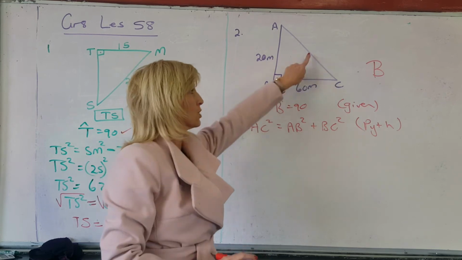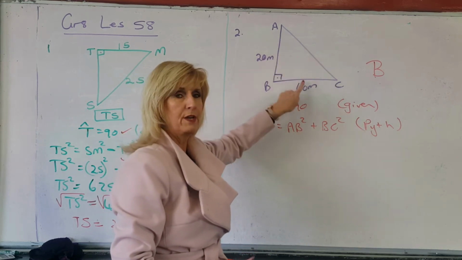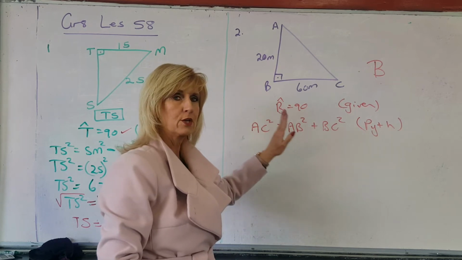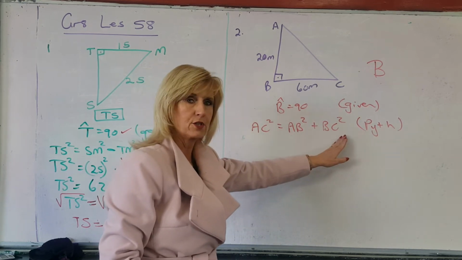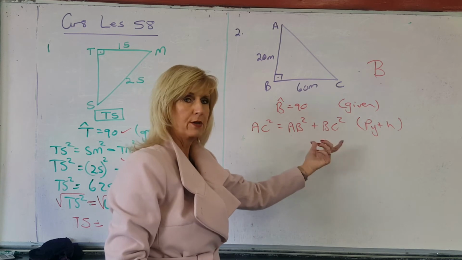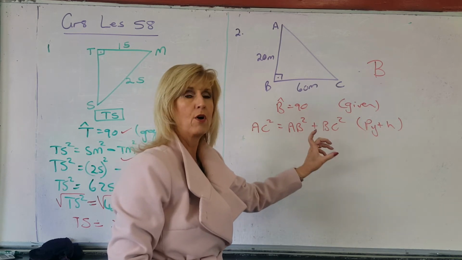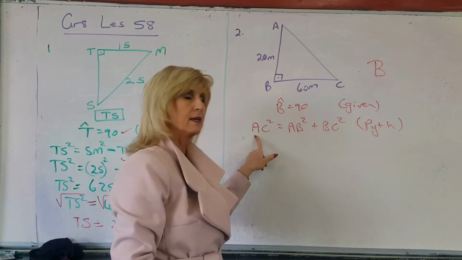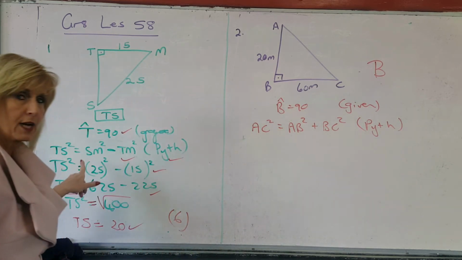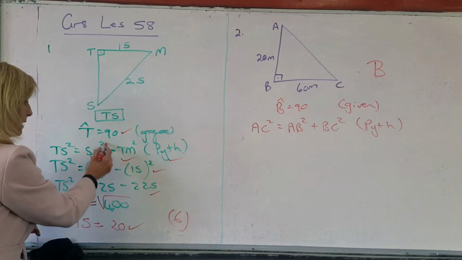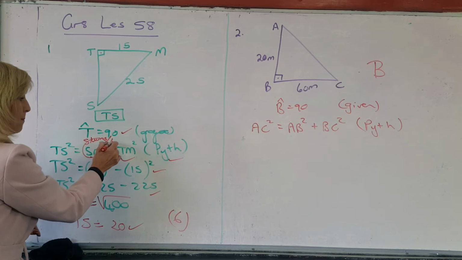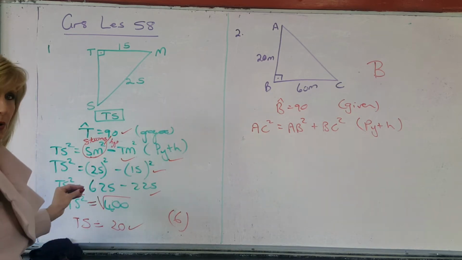Die vierkant op die skuinsy is gelyk aan die som van die vierkant op die ander twee sye. The square on the hypotenuse side is equal to the sum of the squares on the other two sides. You can swap these around, it doesn't matter, because they both are right angle sides. Hierdie is altyd die reghoeksye, die skuinsy staan links. As dit die aftreksom is, moet hierdie eerste ene die skuinsy wees. This has to be your hypotenuse side. You can't swap them around.